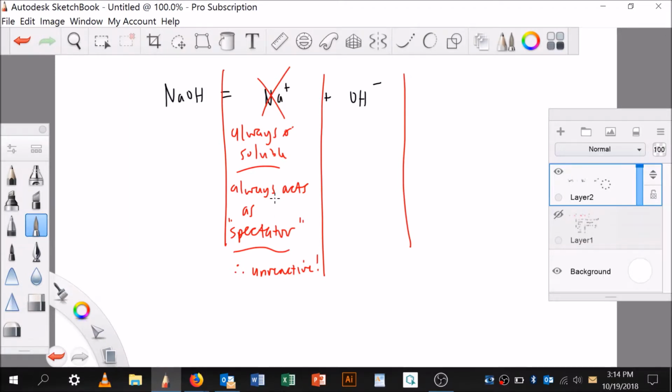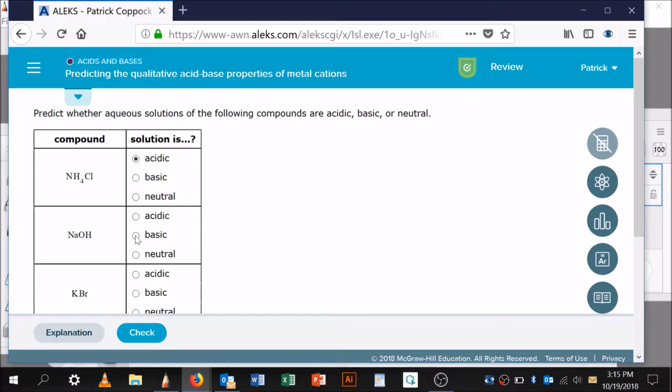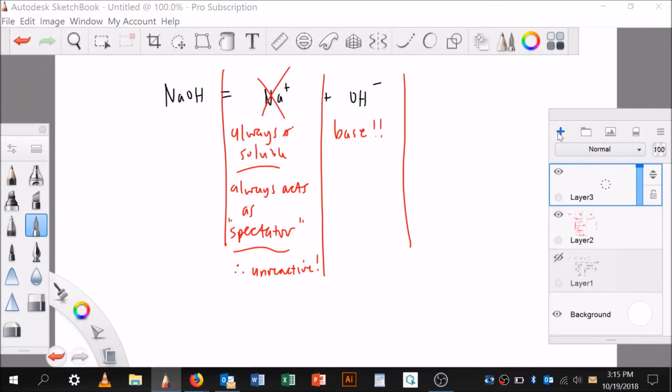It is unreactive. Now hydroxide, well, that's the very definition of a base, right? That is something that produces base in solution. That's the definition of a base. So let's go back over here and say that that is basic, sodium hydroxide. Now let's do potassium bromide. We'll do the same thing. It's going so fast I might do another one.